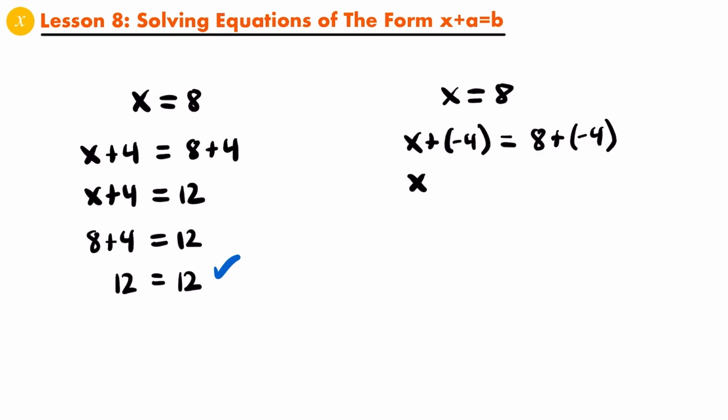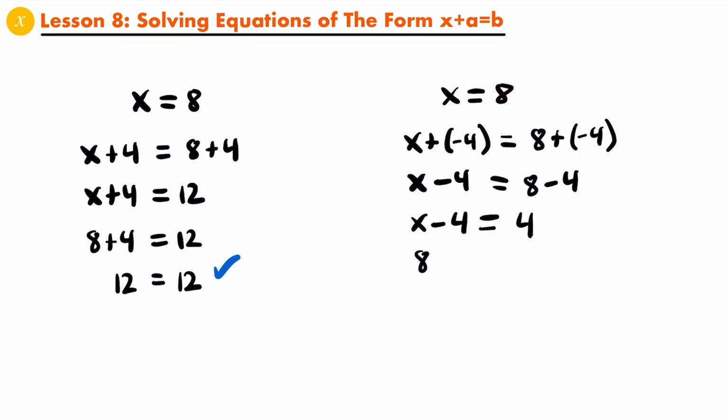So we have x minus 4 equals 8 minus 4. And so simplifying, 8 minus 4 is 4. So we have x minus 4 equals 4. And now let's check to see, after subtracting 4 from both sides of the equation, or adding -4, if x equals 8 is still a solution to this equation. If we plug in 8 for x, watch what happens.